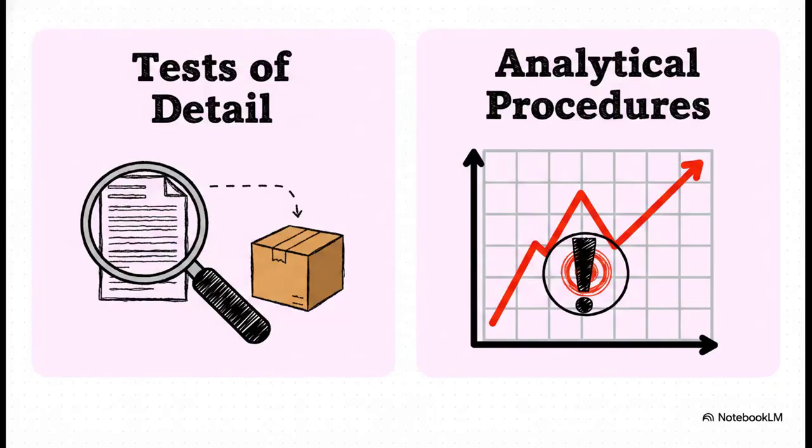So you've got two main methods of attack here, and you'll want to use a combo of digging into the details and looking at the big picture. Test of detail literally means getting in the weeds, like pulling a specific 10,000-pound sales invoice and physically tracing it to a shipping document. Analytical procedures, on the other hand, mean stepping back. For example, if revenue shot up by 20% this year, but the cost of sales only crept up by 2%, well, that relationship looks pretty strange, right? Analytical procedures flag that anomaly for you so you know exactly where you need to point your tests of detail.